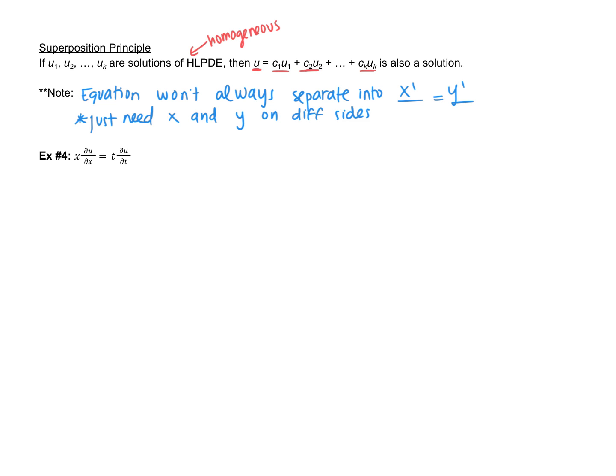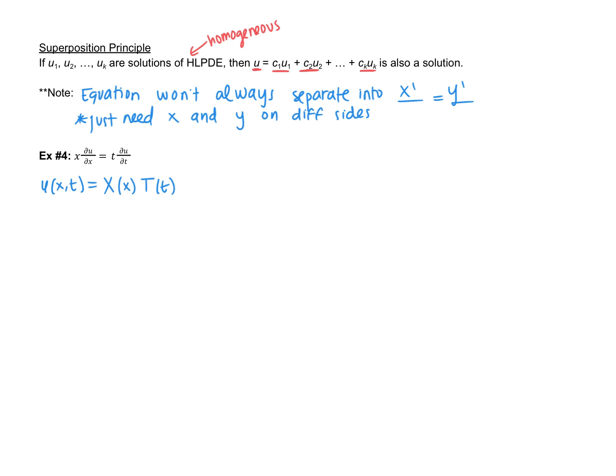Okay, so let's look at this last example. One thing that I want you to notice before we start solving is we have first partials only. And this time our dependent variable is u, but our independent variables are x and t. So we are going to let our solution, u of x, t, be a product of a function of x and a function of t.